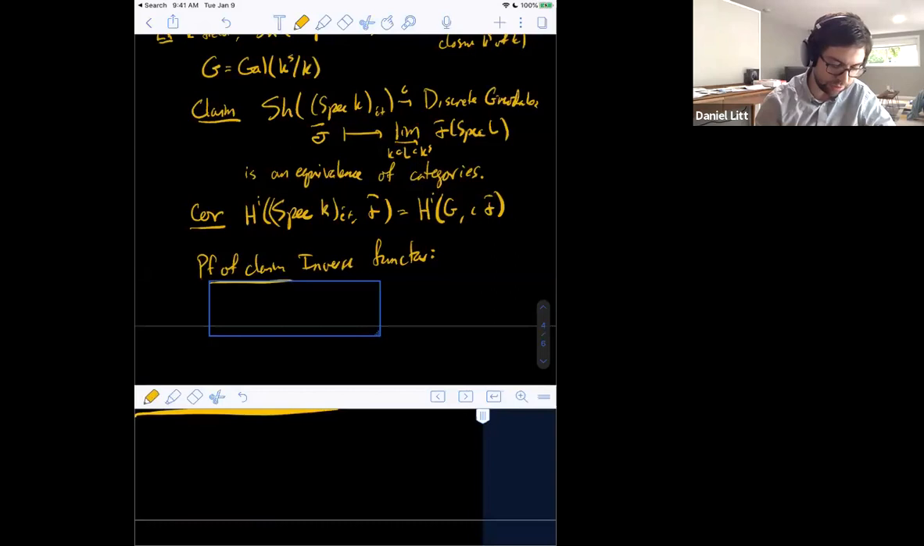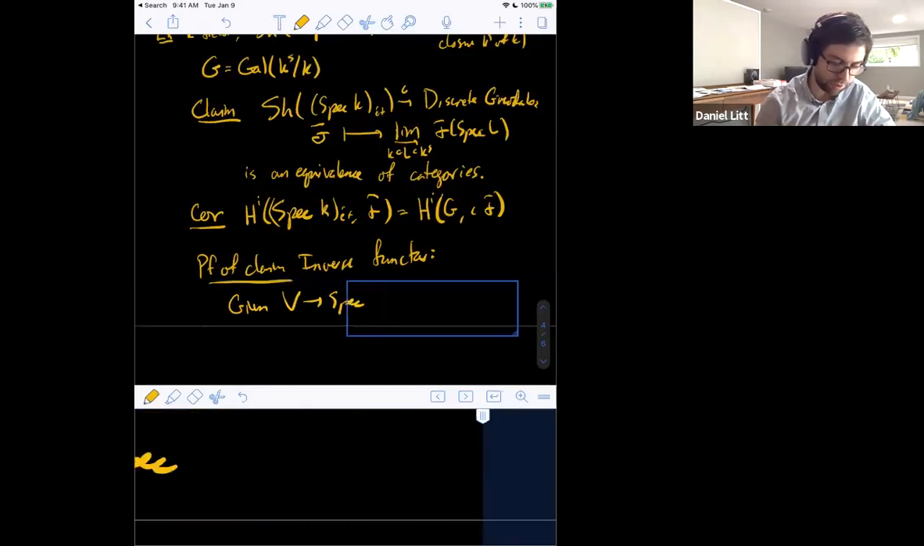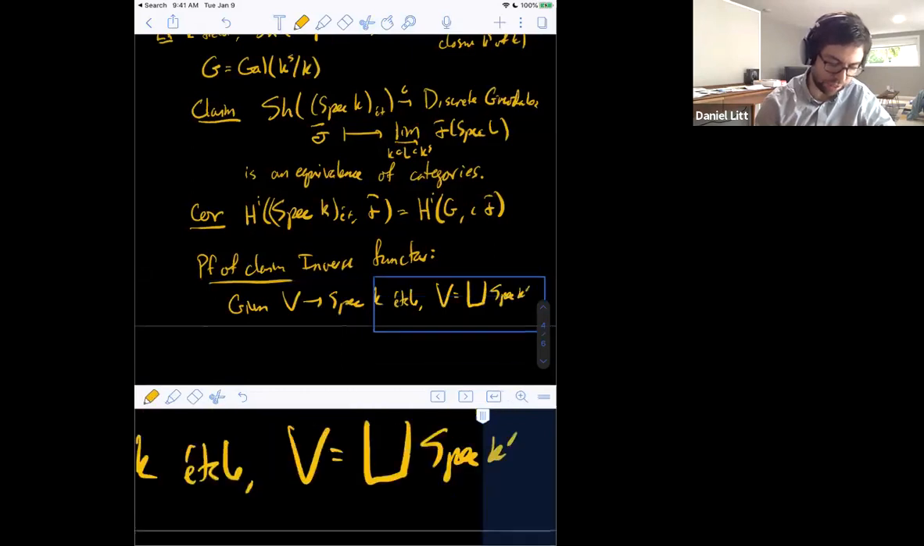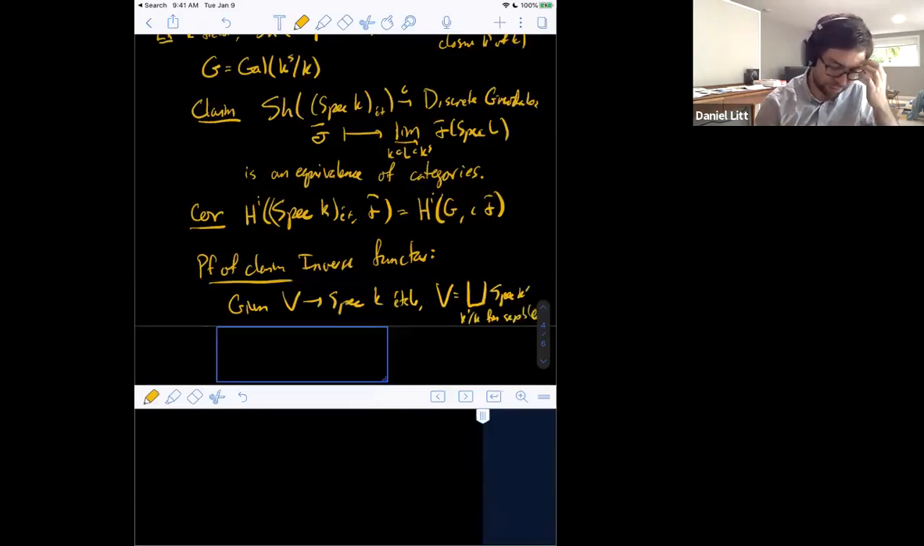So given V to Spec K, an étale map, we can write V as the disjoint union of some Spec K primes, where here K prime over K is finite separable. So this is the classification of étale K-algebras.